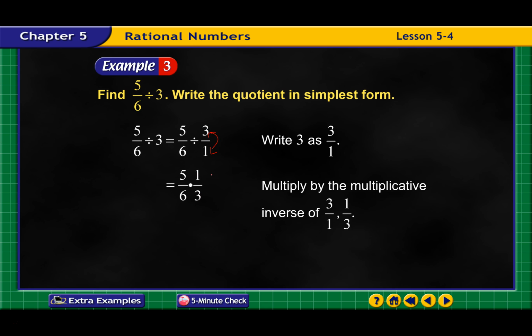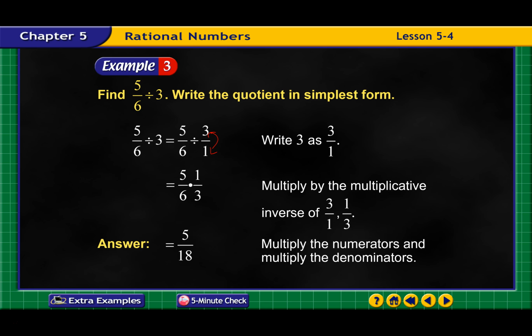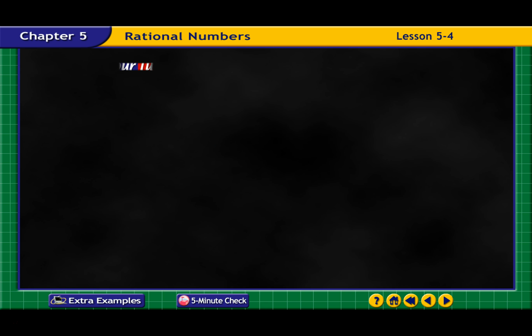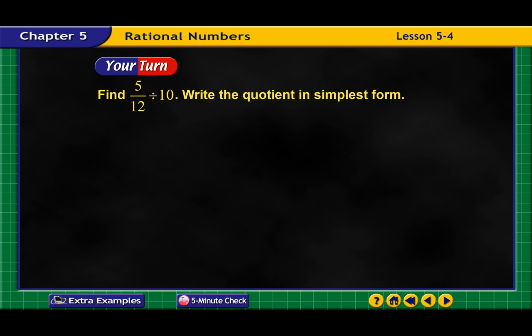Now we can either reduce. Doesn't look like we're going to be able to. So we multiply them out. 5 times 1, 6 times 3, 5 over 18. There's my answer. You try.